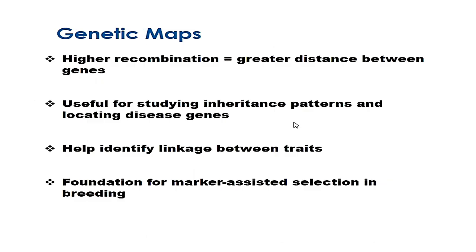Then these genetic maps show higher recombination for greater distance between the respective genes. These maps are useful for studying inheritance patterns and locating disease genes on the genome. They help identify linkage between the traits. These gene maps are actually the foundation for marker assisted selection in breeding.